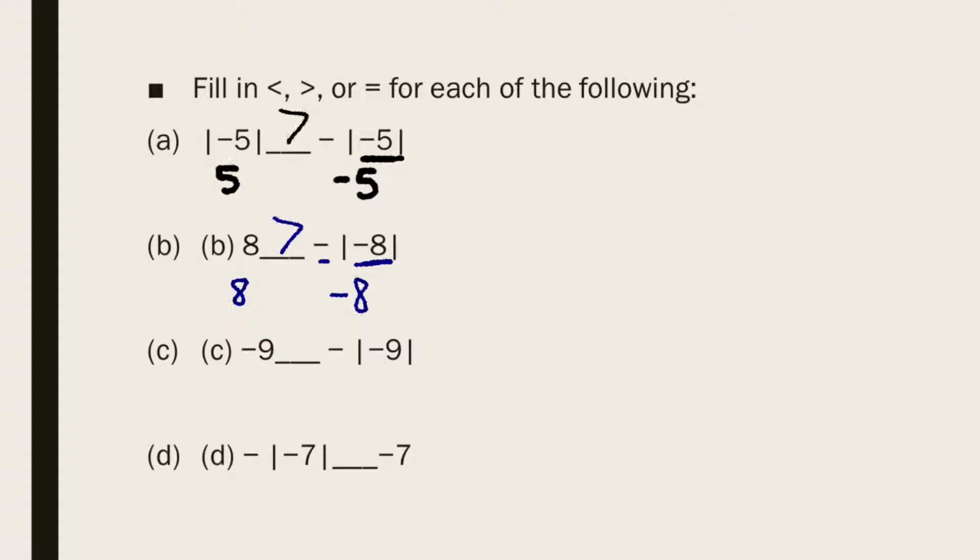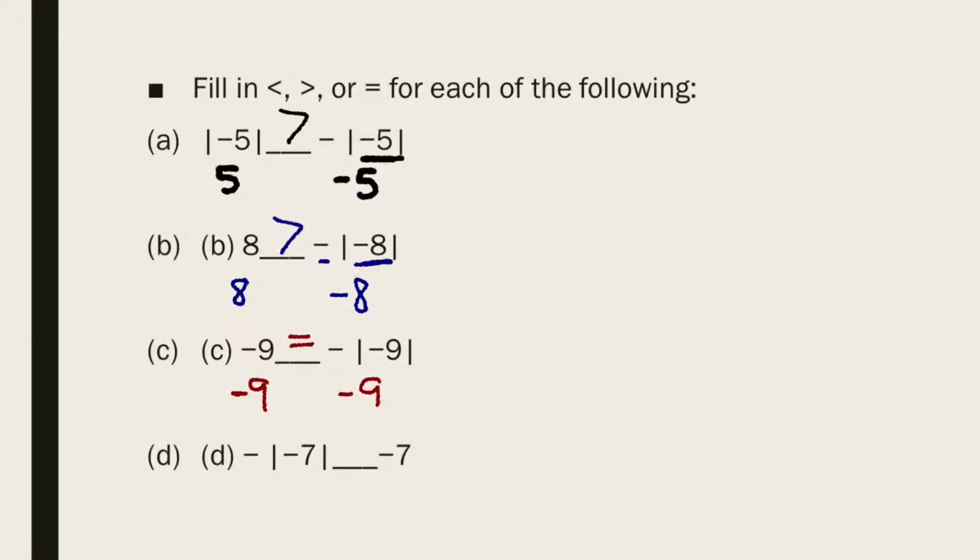Okay, on part C, I don't take the absolute value of this one. Notice it doesn't have the bars on the left-hand side, so I'm just left with negative 9. And on the right side, I've got the absolute value of negative 9, which is positive 9, but then I've got the negative on the outside, so that gives me an answer of negative 9 on the right. So those guys are equal to each other.